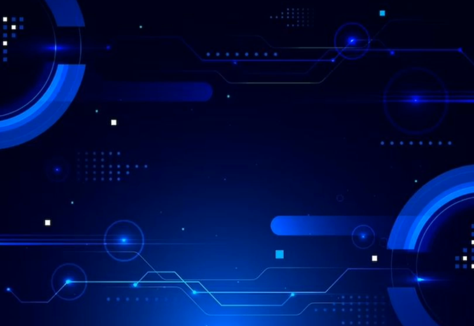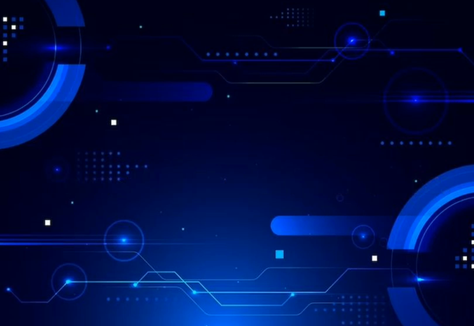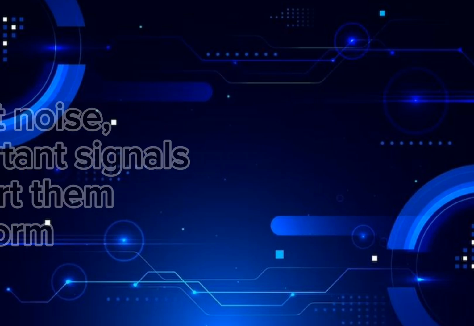Do you guys wonder what is the purpose of signal processing in mechatronics? Signal processing is the method of analyzing, modifying, and interpreting signals collected by sensors in a mechatronic system. Its purpose is to extract useful information, reduce noise, and prepare signals so that actuators and controllers can respond accurately.